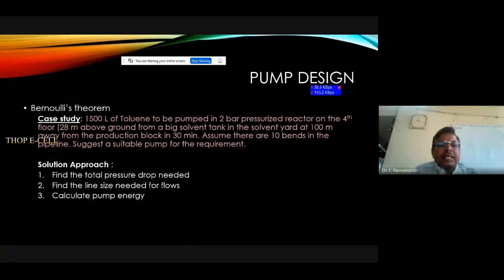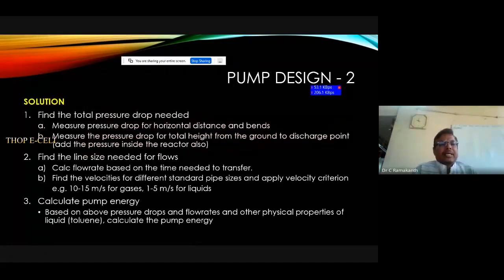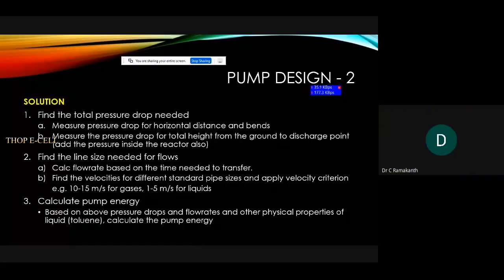So taking it further, this is how we go about it, like finding the pressure drop. First, measure the pressure drop between the horizontal distance and the bends.